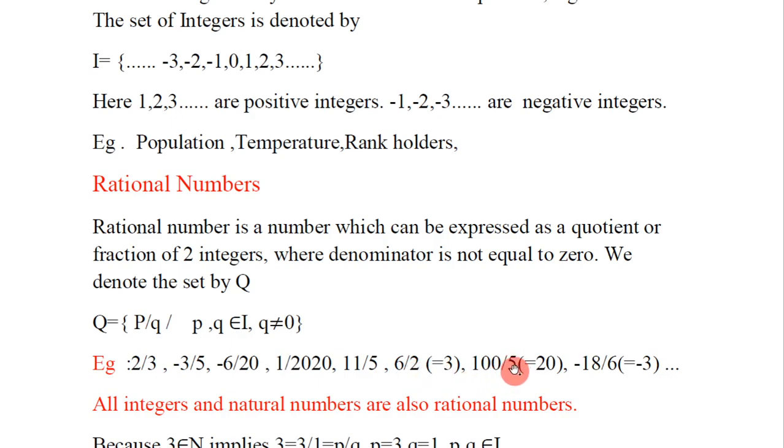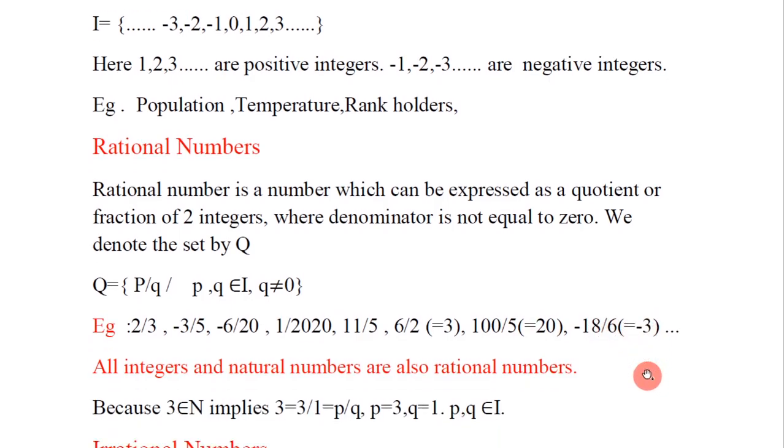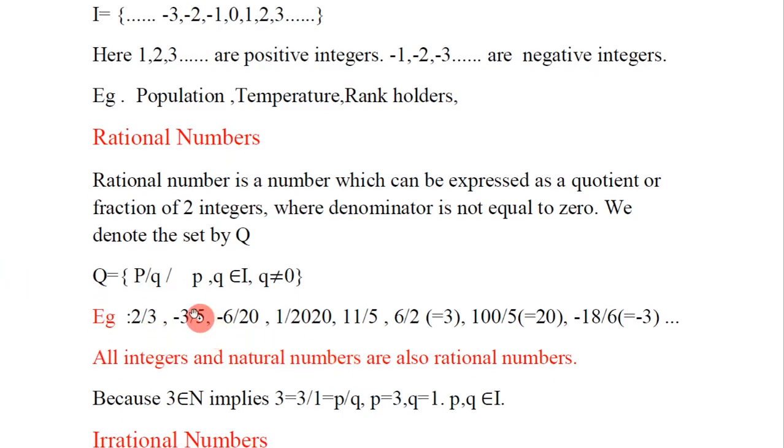Similarly, 100 by 5 is 20, and minus 18 by 6 simplifies to minus 3. So we can note that all integers and natural numbers are also rational numbers. That is, integers and natural numbers can be written in the form p by q. Along with these integers, it contains some fractions like this, and these numbers do not belong to the set of natural numbers or the set of integers.